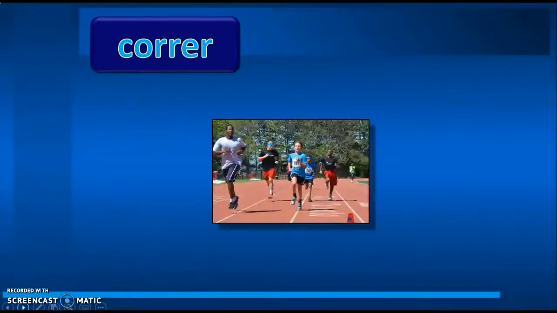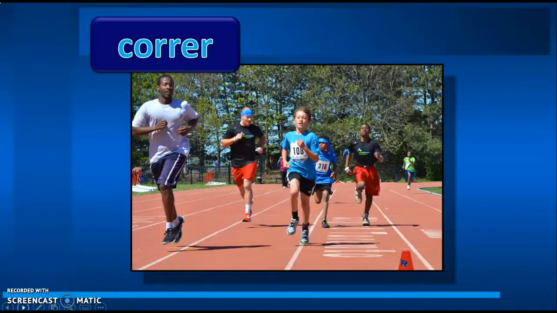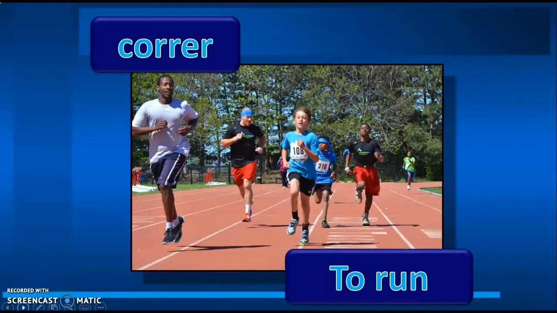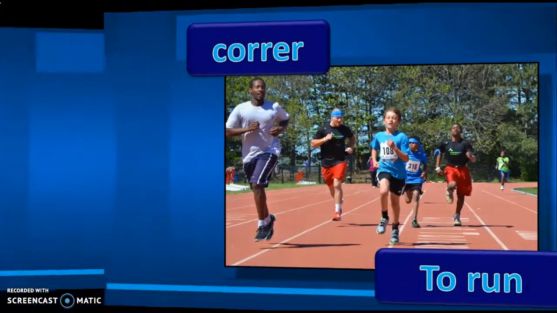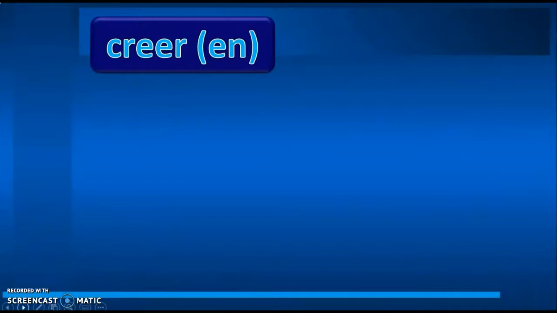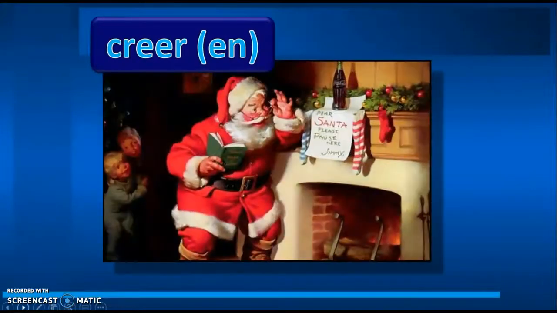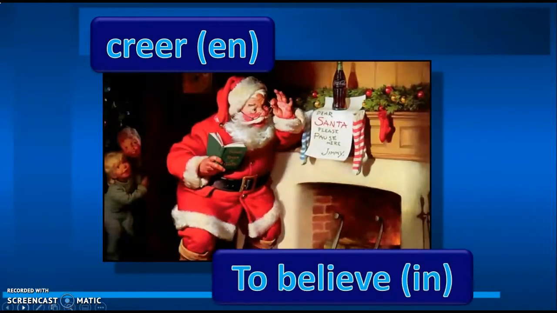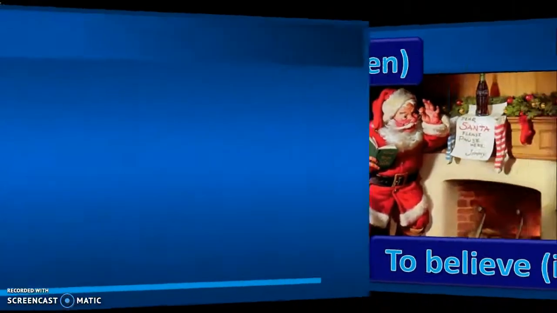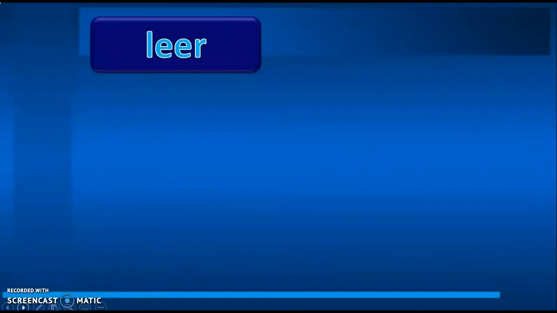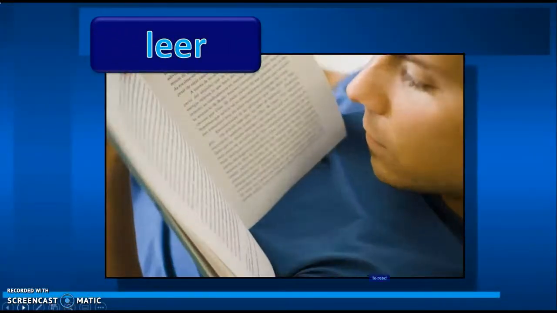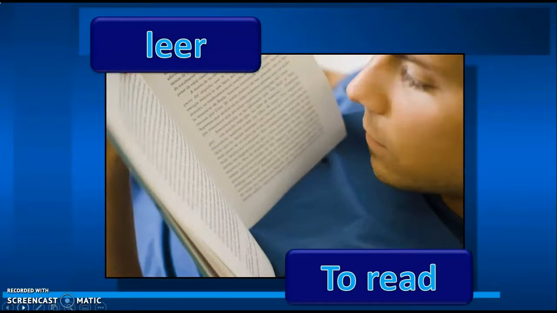Correr, to run. Creer, creer en, to believe in. Leer, to read.